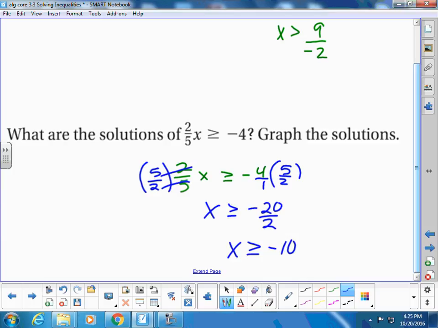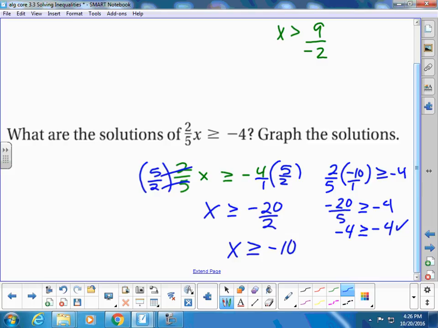So let's give it a try. I'm going to pick a number greater than or equal to negative 10. I'm not going to pick negative 10. Actually, we could pick negative 10. Let's put it in there. So we have 2 over 5 times negative 10. Is that greater than or equal to negative 4? Well, that would be negative 20 over 5. Is that greater than or equal to negative 4? This is negative 4. So it is greater than or equal to negative 4. So there's my check to make sure it works.